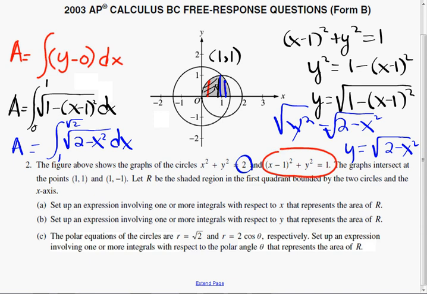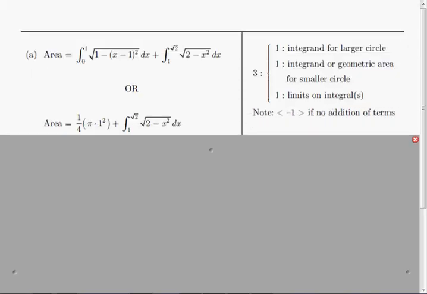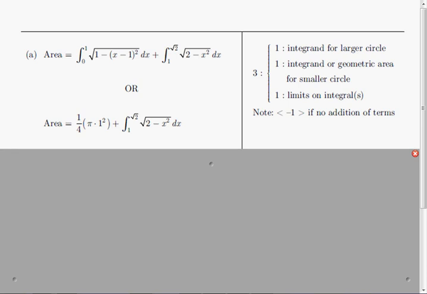And you have to add these together. I don't know about you, but if I can, I like to check my answers so I feel better. There's a couple ways to do it, I think they said. That's the way I did it. The other way to do it is to use some geometry. This is AB material. This isn't BC. So that's 3 points. I don't know if they did a double bubble on this one. Okay, so you have to do one for each of it, and then one for the limits on the integrals. You don't have to integrate. And you have to add them.